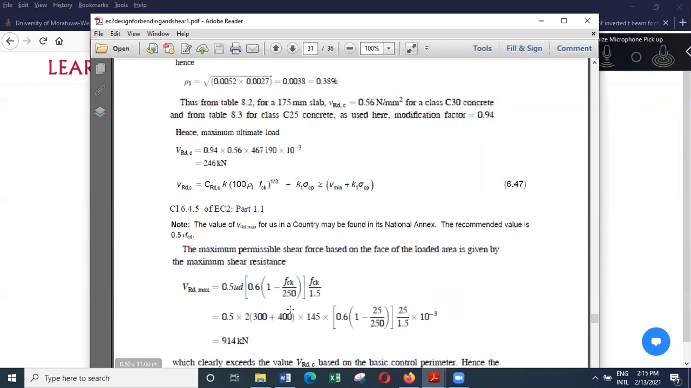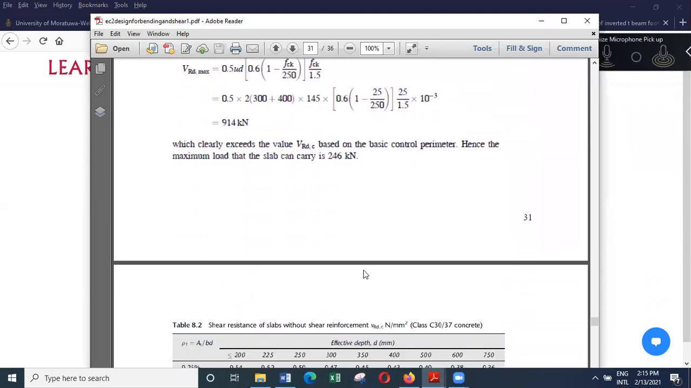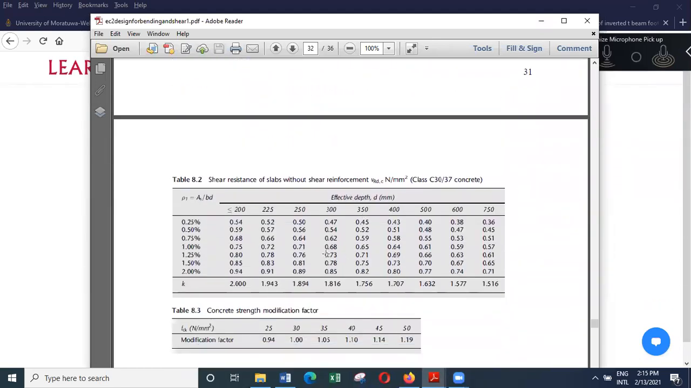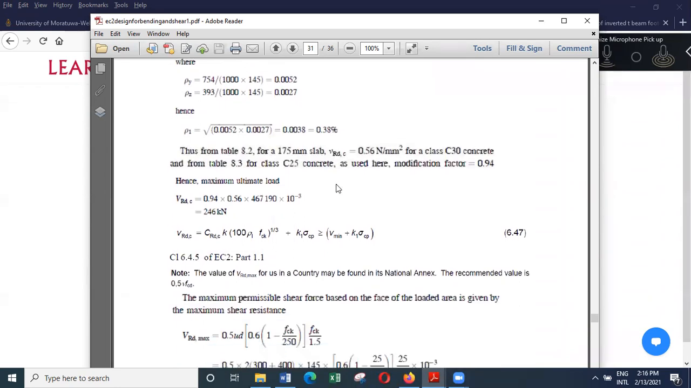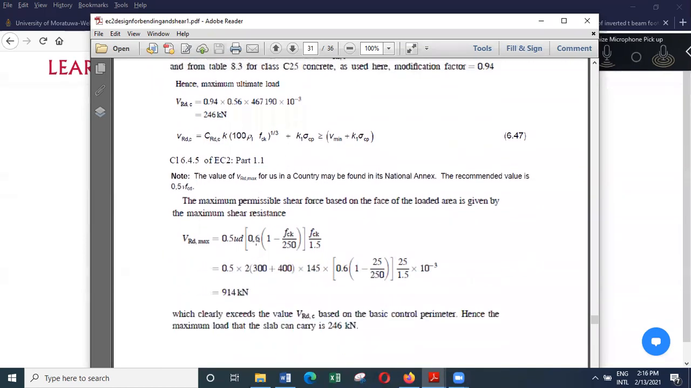We also learned that if the shear stress exceeds this value, then there will be crushing failure of concrete. So the shear stress cannot exceed this value. Then for different depths, the shear capacity depends on this K value, and K value depends on the depth of the section. So the shear capacity actually depends on the depth of the section and the reinforcement ratio.